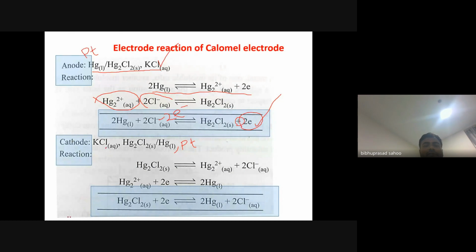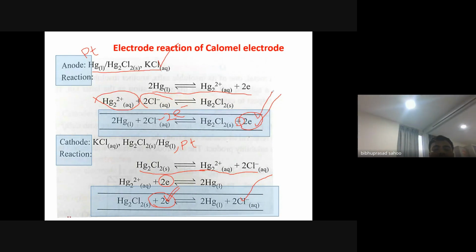Then in cathodic reaction, KCl plus Ag2Cl2 Hg. So cathodic reaction, Ag2Cl2 becomes Ag2 plus 2 Cl minus, and Ag2 plus receives 2 electron, becomes 2 Hg, and this is the overall reaction. So in case of reduction reaction, the electron is always with a positive sign on the left side of the equation. Okay, this is the reduction. When electron is utilized, it is reduction. Utilized means it will be acting as a reactant, and when an electron is a product, that means it is generated, it is oxidation or released.